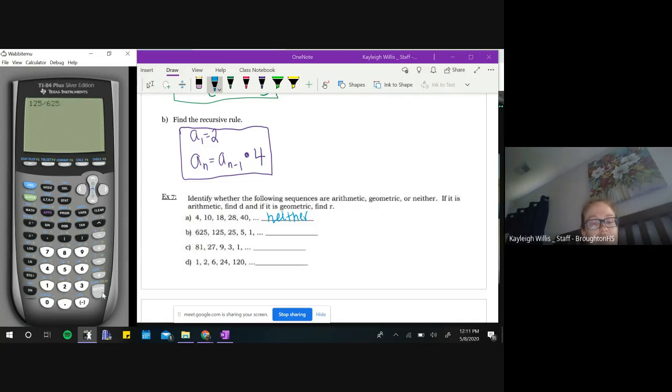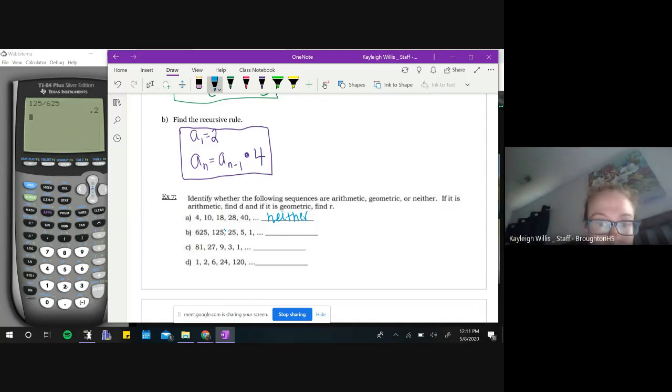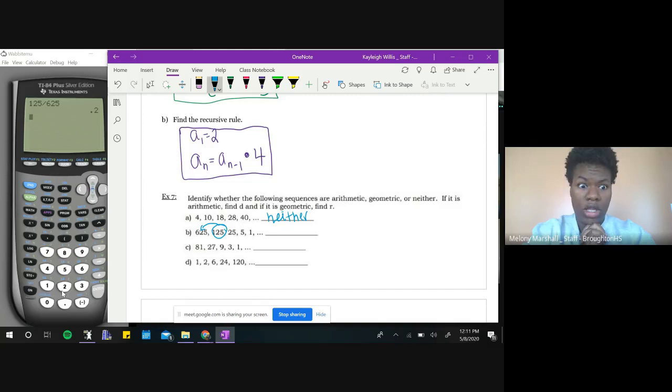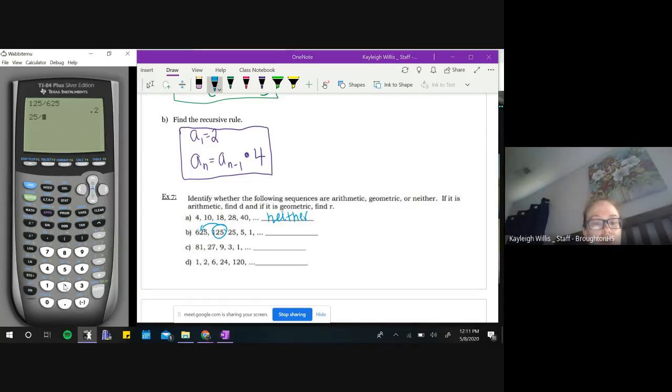I think I know that this one might be geo. So it looks like it might be multiplying by 0.2. What I did is I did 125 divided by the number in front. Even though it's smaller, it's still the second number. Always starting with the number behind. So 25 divided by 125 looks like it's 0.2. I bet if I did 5 divided by 25, it would still be 0.2.